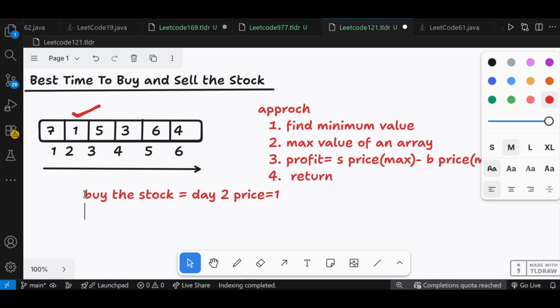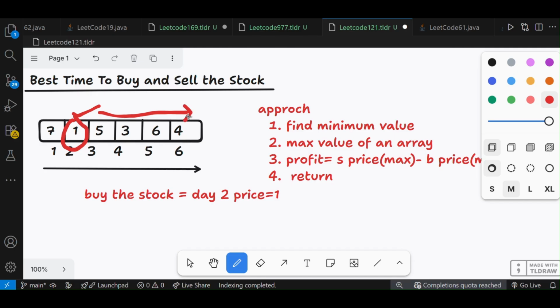Okay, and after day 2, I need to find the maximum element. After this element, I need to find the maximum element. So while iterating, I found that over all of these, 6 is my maximum element. So 6 will be my maximum element, and on that day, I just sell my stock.